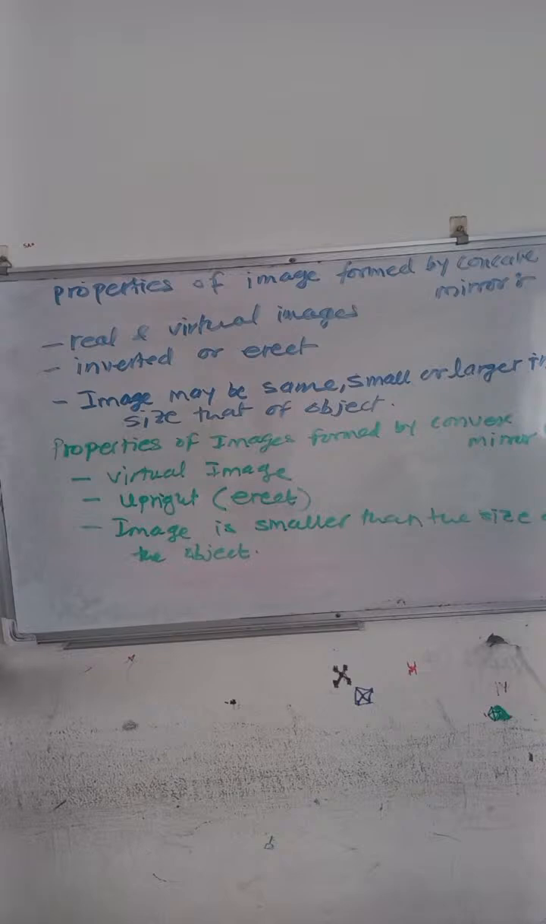Here, the images formed by the concave mirrors are nothing but what? Real and virtual images. Images may be inverted or erect, and images may be of the same, small or larger size than that of the object. And the images formed by the convex mirror are always virtual, erect or upright, and the image is always smaller than the size of the object. So these are the properties of the concave and convex mirror.